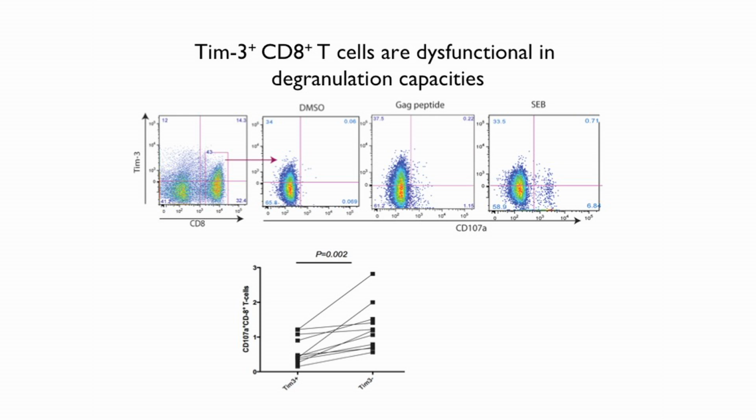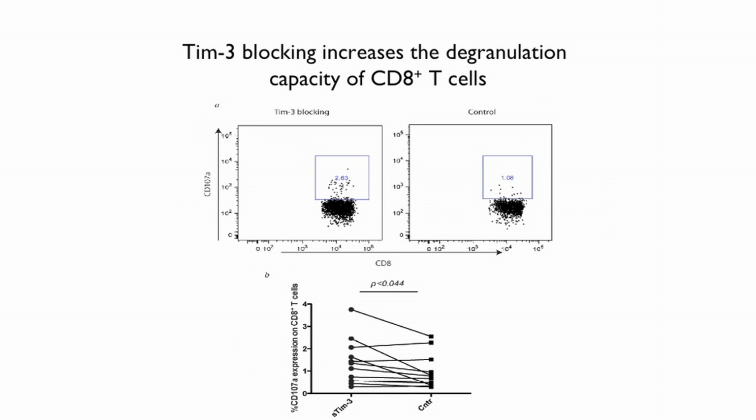In addition, TIM3 positive CD8 cells also seem to have a defective ability to degranulate as measured by CD107A expression. The TIM3 positive cells don't express as much CD107A after stimulation compared to the TIM3 negative cells. If you block TIM3 with a blocking antibody, you can rescue this defect in degranulation and increase CD107A expression, as shown here.